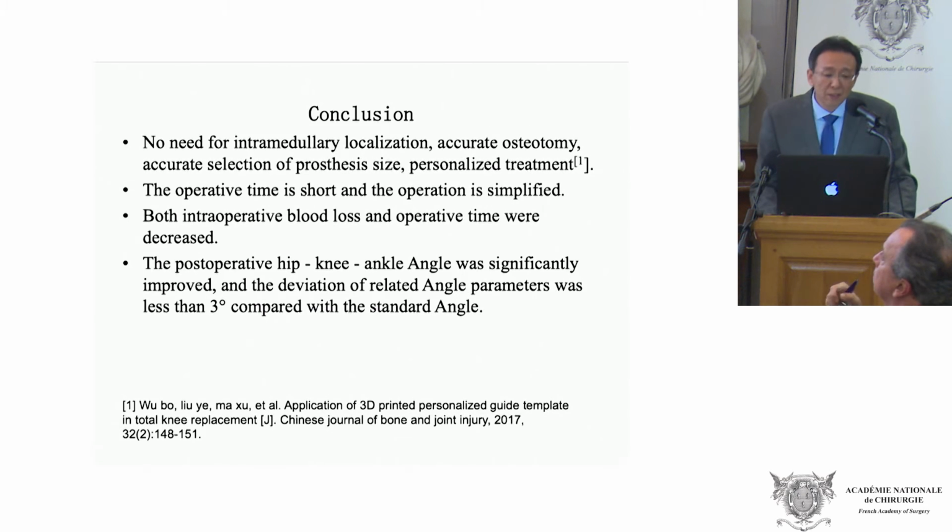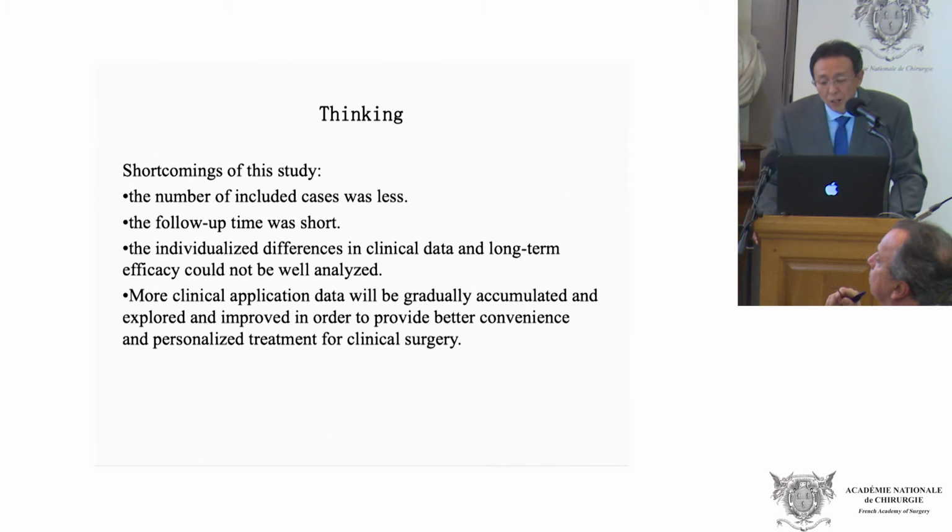Conclusion: in all of these cases there was no need for intramedullary localization, and osteotomy and selection of prosthesis size were accurate, with personalized treatment. The operative time was short and the operation is simplified. Both intraoperative blood loss and operative time were decreased. The postoperative hip, knee, ankle angle was significantly improved, and the deviation of related angle parameters was less than 3 degrees compared with the standard angle.